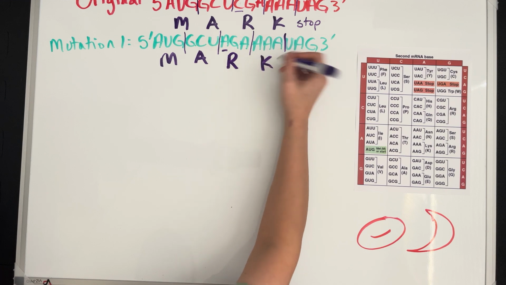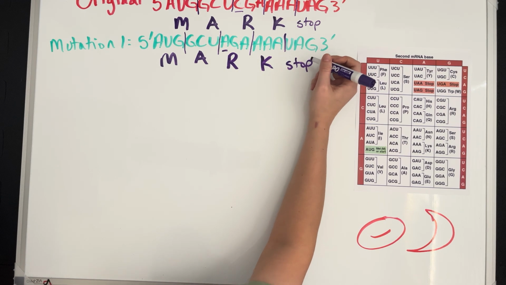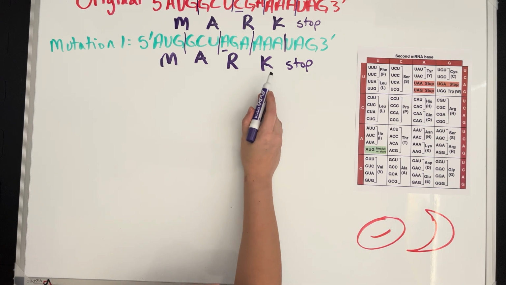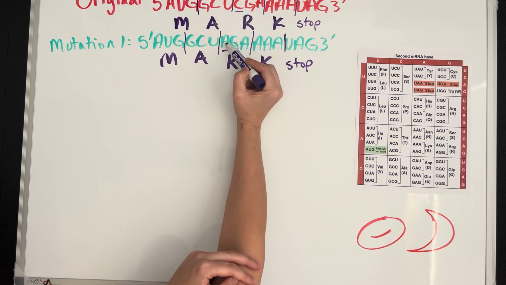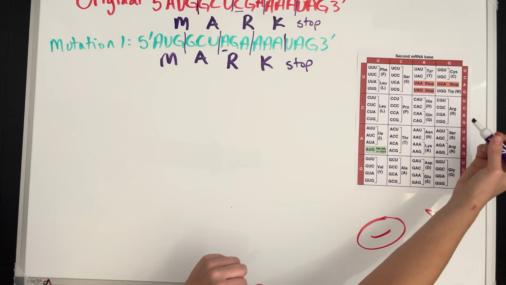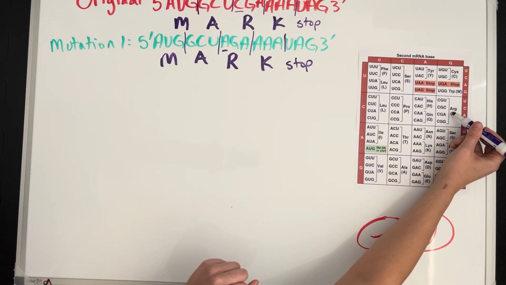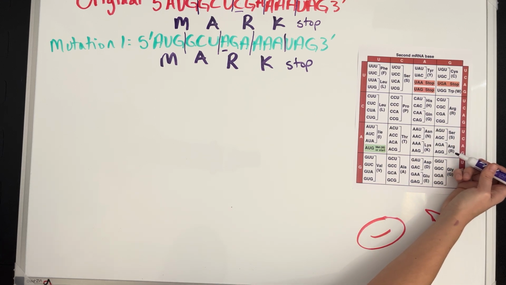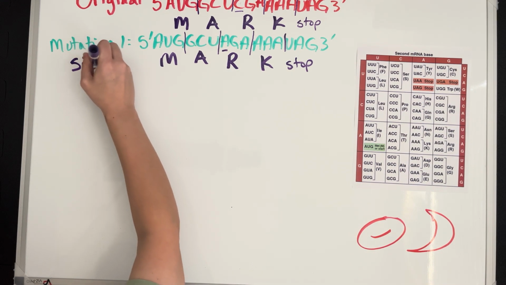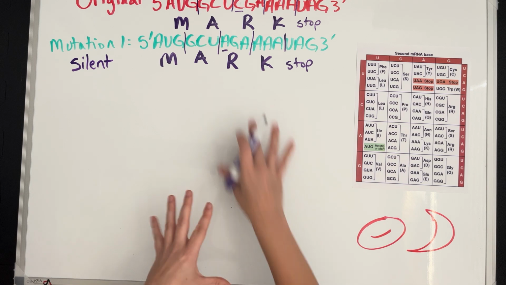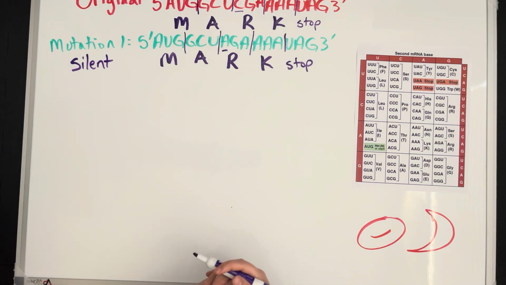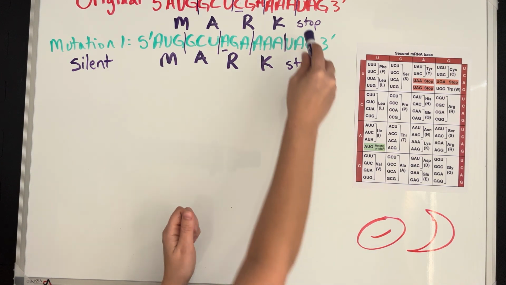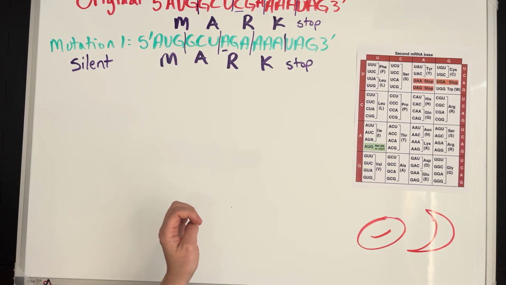AAA, and then stop. So we end up with the same amino acid chain, Mark, even though this nucleotide is different. We can see that our first one, CGA, is arginine, but AGA is way down here, which also happens to be arginine. So we actually call this a silent mutation. It's silent because you can't even tell that it was mutated. It still spells Mark. So as far as you know, there's nothing wrong with it. Anytime you have the same protein as you did the first time, it's silent. Let's do another one.